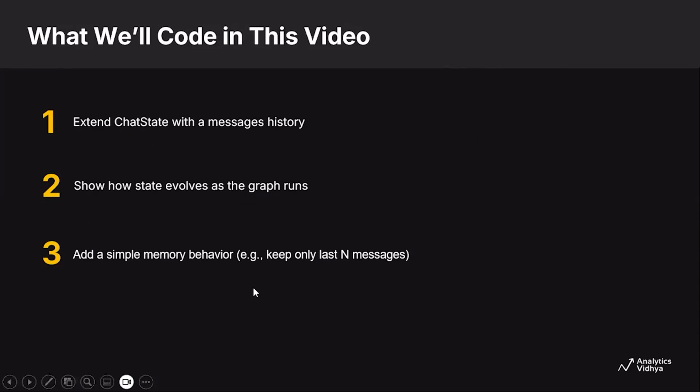Now, in the hands-on part, what are we going to cover? In this hands-on, we are going to see how you can extend a chat state with messages history. We'll also see how you can show the state evolve as the graph is running, as you interact more and more with the agent. And finally, we'll add a simple memory behavior wherein we are going to use the last n messages, not everything else. So we'll keep the memory lean as we discussed, to ensure that it is storing only the most recent n messages and nothing more. So let's jump into the hands-on now.